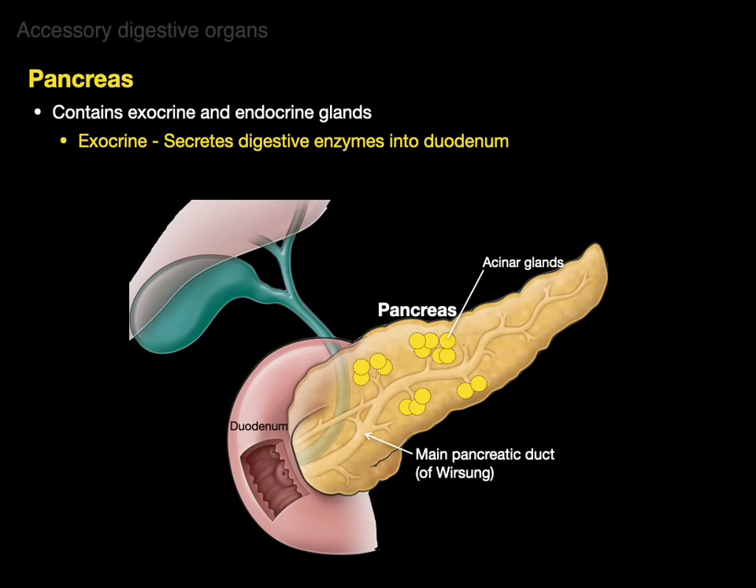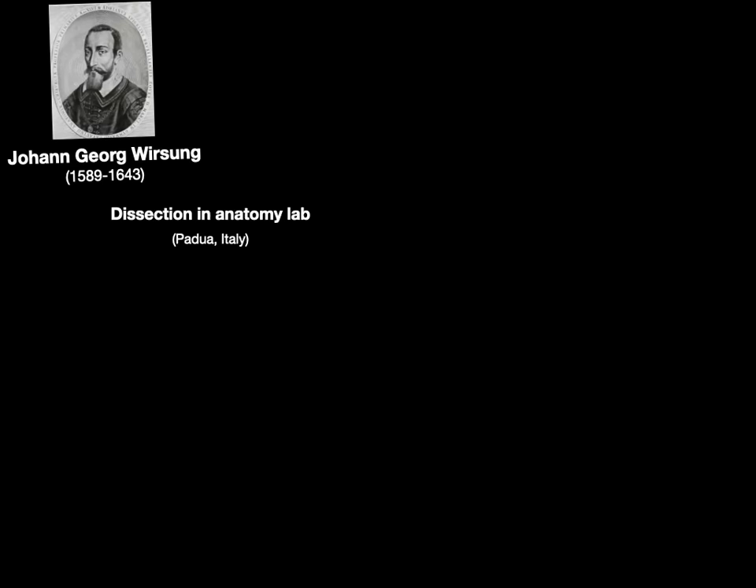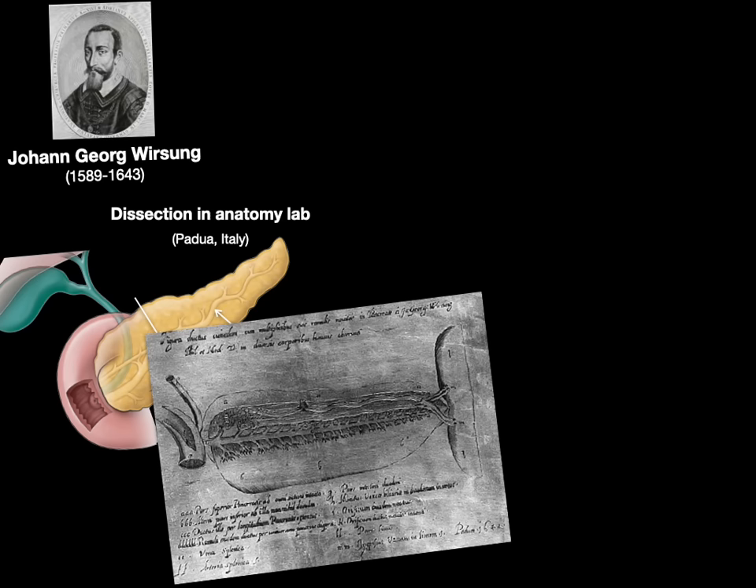So Johann Wirsung, he's a German anatomist that was dissecting in an anatomy lab in Padua, Italy. And in 1642, he discovered this duct in the pancreas. And he's like, ta-da, I'm going to name this. And so he did name it. And instead of publishing in journals, he decided he's going to put them on copper plates instead. So all these copper plates have this investigation.